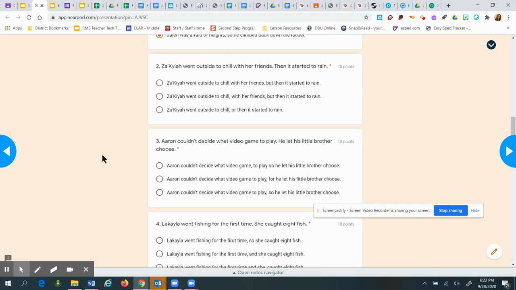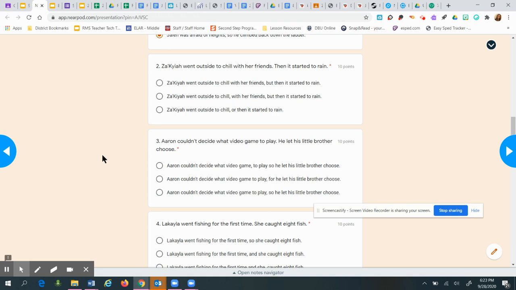The rest you're going to do on your own, but I'll read them to you. Number 2: Zakiah went outside to chill with her friends. Then it started to rain. Zakiah went outside to chill with her friends, but then it started to rain.